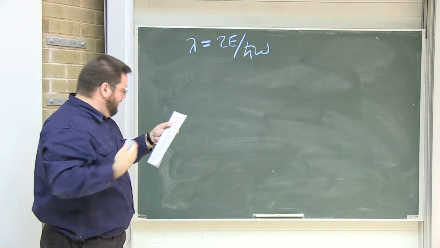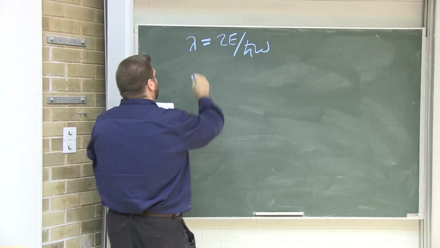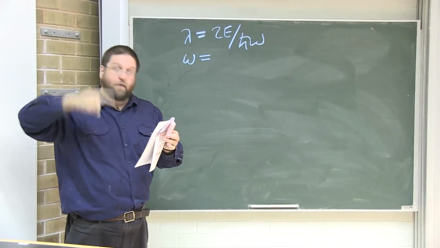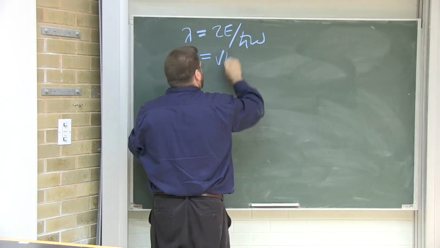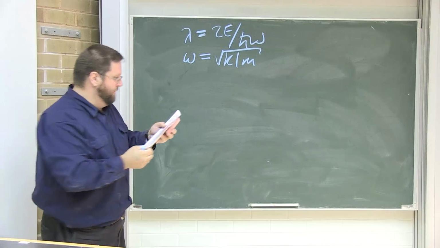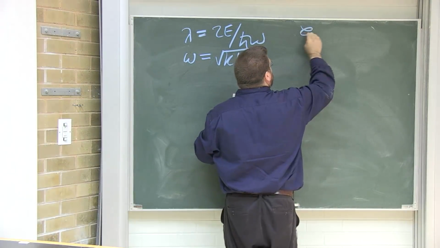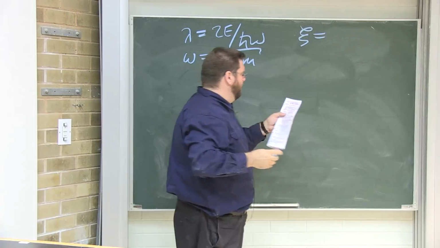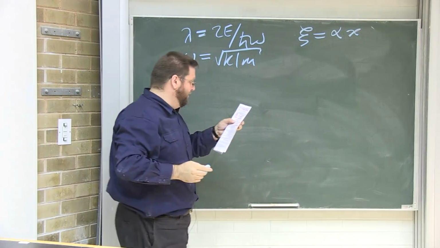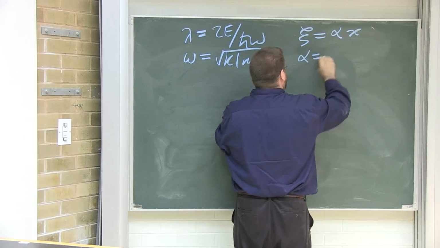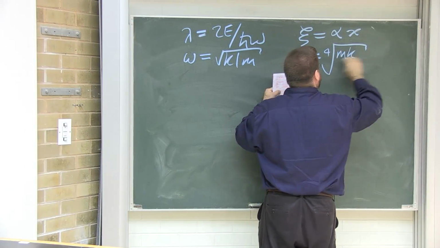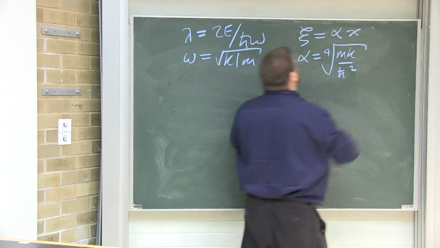It's proportional to energy, so lambda is a scaled form of energy, not the wavelength. Omega is the angular frequency, 2 pi times f, of the classical oscillator. And when you studied springs in earlier courses, you know that this equals k on m, the spring constant on m. Xi, the Greek letter xi, is a scaled form of distance. It's proportional to distance x with some constant of proportionality alpha, and that constant alpha is the fourth root of mk over h bar squared.